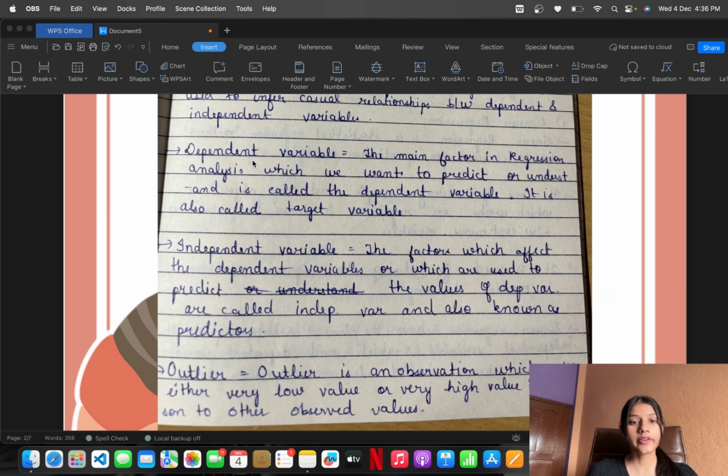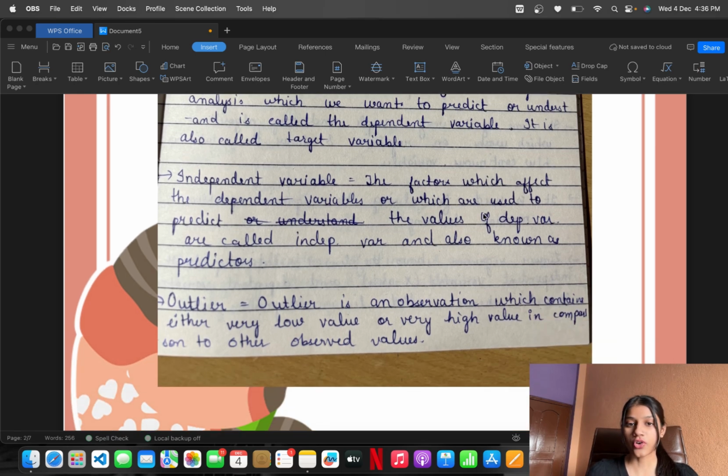Now, what is a dependent variable? The dependent variable is the main factor in the regression which we want to predict or understand. It is also called the target variable. Independent variable: the factors which affect the dependent variable, or which are used to predict the values of the dependent variable, are called independent variables, and are also known as predictors.